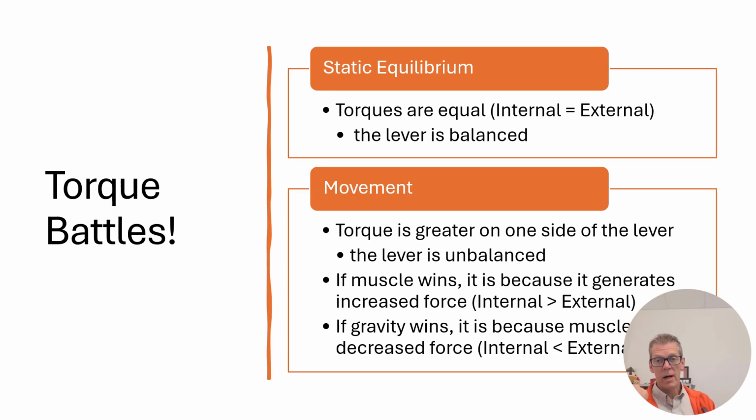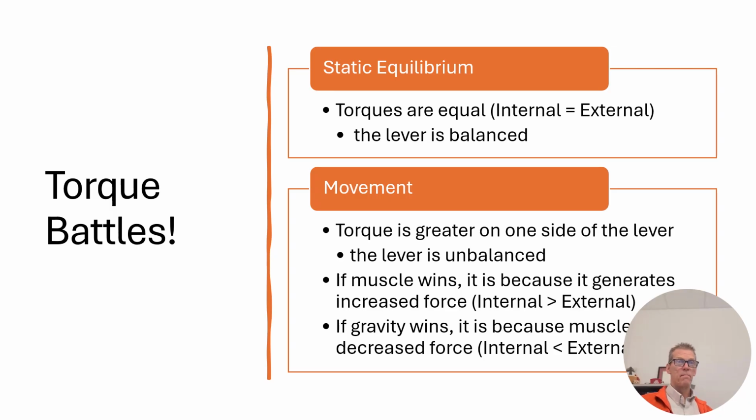Or if we want to let gravity win and return to a position of elbow extension, we would back off the amount of muscle force we're using, and that would decrease the internal torque, and it would let the external torque win. So I like to joke about this like being a torque battle. Which one's going to win? Do we apply more muscle force, or do we back off the muscle force and let gravity win?